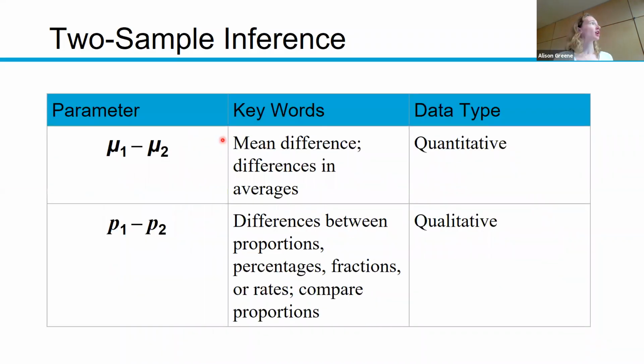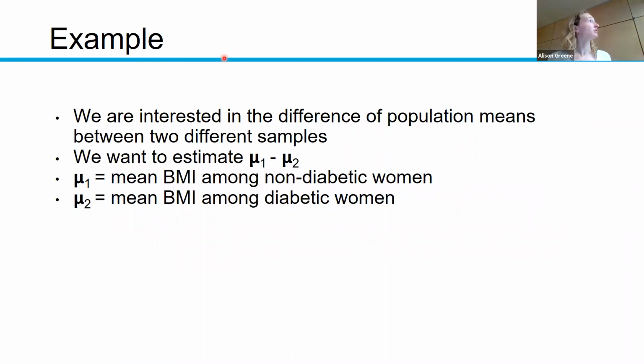So here, our potential target parameters change. Instead of just being mu or p, it's going to be mu1 minus mu2. So the mean in population 1 minus the mean in population 2, or the same with proportions. So the mean difference, or the difference between proportions. So I'll start with the means.